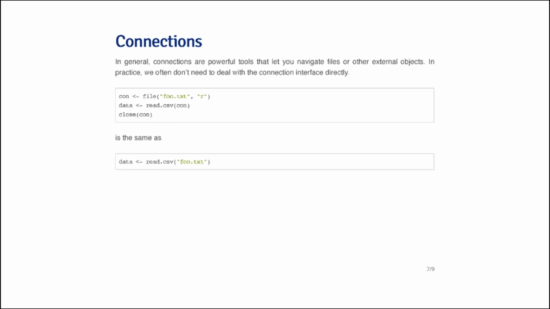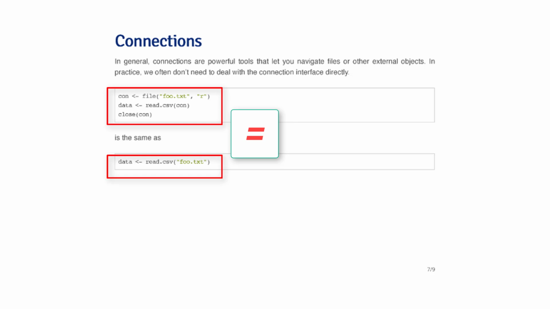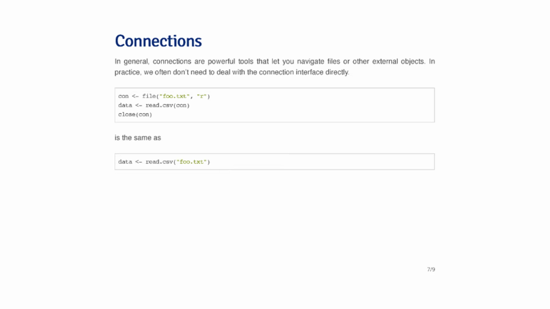So connections can be very powerful, and they can let you navigate files and other external objects in a more sophisticated way than just reading the whole thing, for example. Generally you don't have to deal with the connection interface in many cases, but sometimes it's useful. So here I've got a simple example of opening a file connection to some file called foo.txt. I'm going to open it for reading. I can call read.csv on the connection, and that by default will just read the entire file. Then I can close the connection. So this three-line process is the same as just calling read.csv on the file. In this case, there was no need to use the connection to read the file.